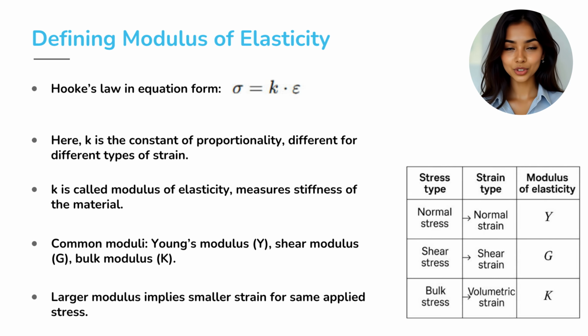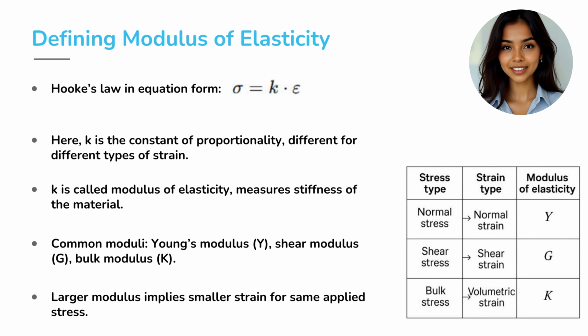This k is called the modulus of elasticity, and it tells us how stiff or stretchy a material is. Different types of deformations give us different elastic moduli. For example, for length changes, we have Young's modulus Y, for shear deformations, we have shear modulus G, and for volume changes under pressure, we have bulk modulus K. A larger modulus means the material resists deformation strongly. Steel has a huge Young's modulus, that's why bridges are made of steel, not chocolate.